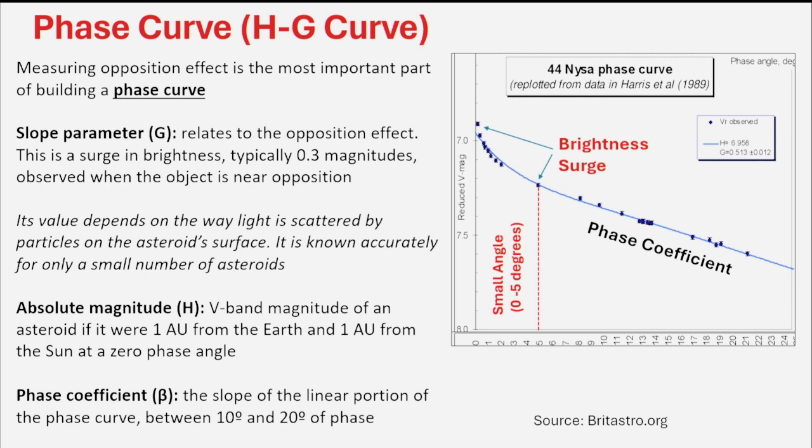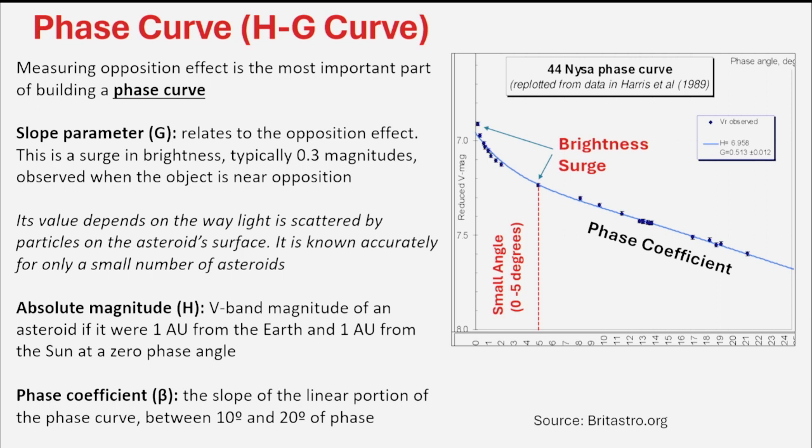This is simply the magnitude of the asteroid with all other changes accounted for, like changes in heliocentric distance and changes in geocentric distance. So the only change in the brightness that you're observing is because of the phase angle. Between the phase angles of 0 and 5, there is that brightness surge that's very obviously visible. The surge in brightness is measured by what we call the slope parameter.